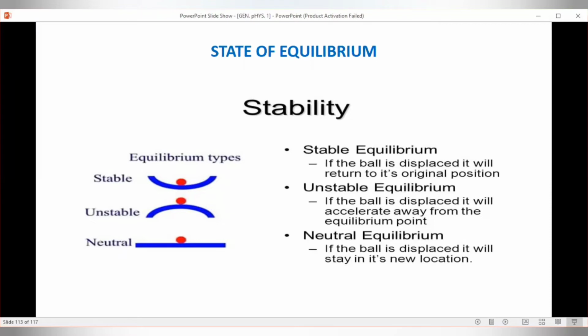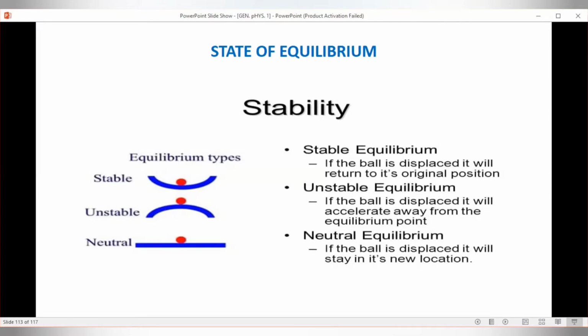When we say stable equilibrium, it is a condition where a body returns to its original position after being slightly disturbed. For instance, an object is in stable equilibrium if its center of gravity is at the lowest position. So, for instance, if a ball is displaced, it will return to its original position, and therefore the equilibrium of the ball is at stable state.